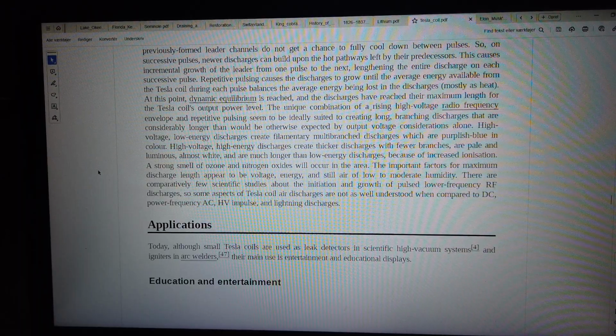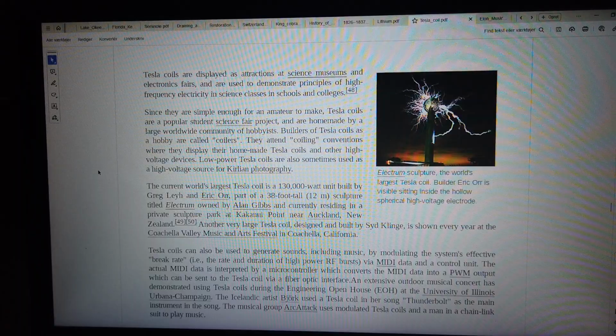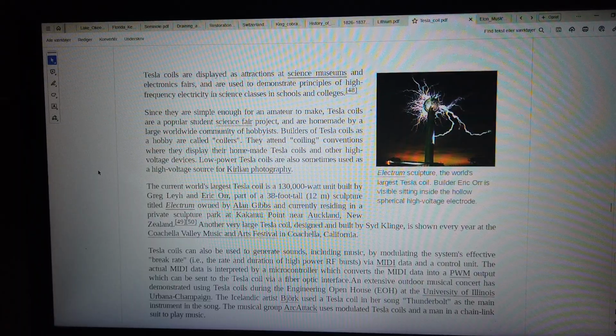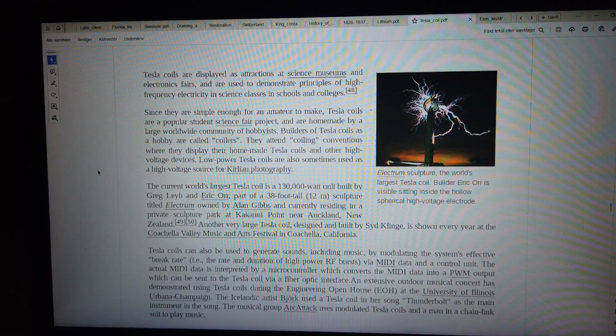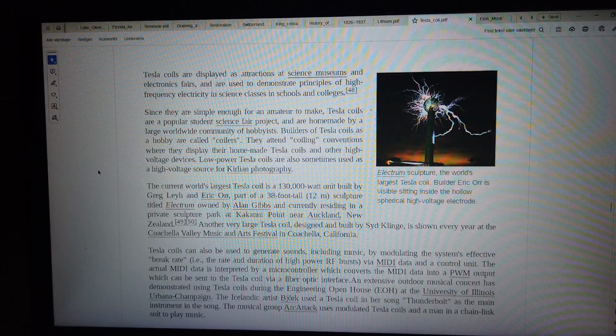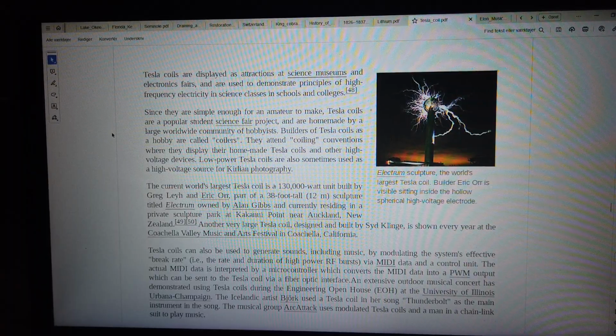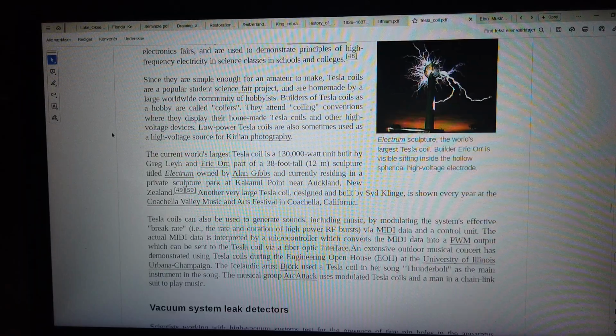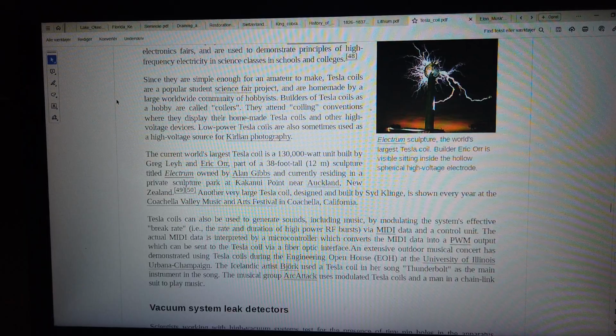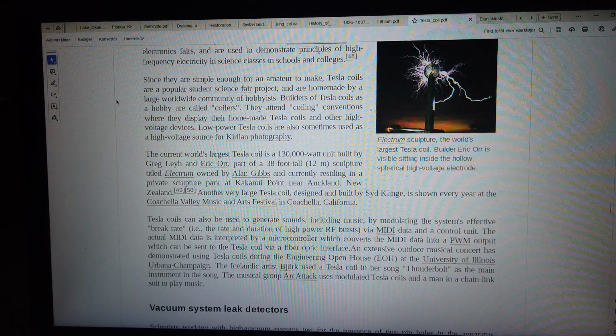Education and entertainment. Electrum sculpture, the world's largest Tesla coil. Builder Eric Orr is visible sitting inside the hollow spherical high-voltage electrode. Tesla coils are displayed as attractions at science museums and electronics fairs, and are used to demonstrate principles of high-frequency electricity in science classes in schools and colleges. Since they are simple enough for an amateur to make, Tesla coils are a popular student science fair project, and are homemade by a large worldwide community of hobbyists.